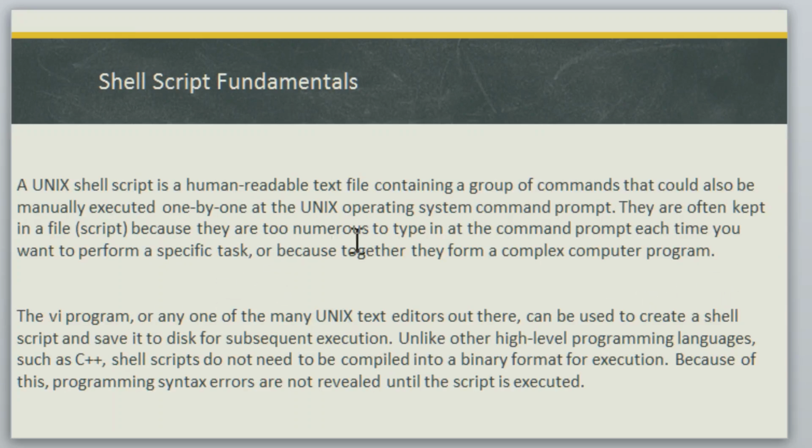So let's talk a little bit about the shell script fundamentals. A Unix shell script is a human-readable text file containing a group of commands that could also be manually executed one by one at the Unix operating system command prompt. They are often kept in a file, also called a script, because they are too numerous to type in the command prompt each time you want to perform a specific task, or because together they form a complex computer program.